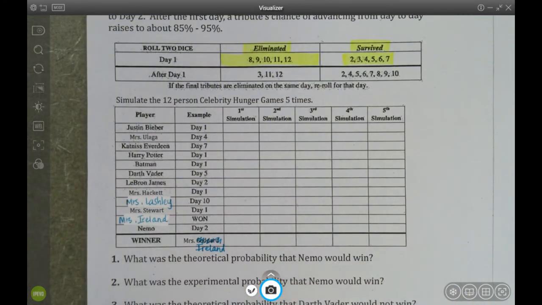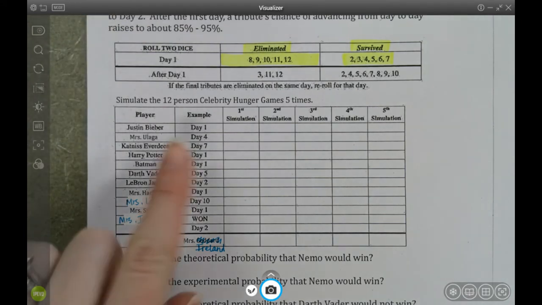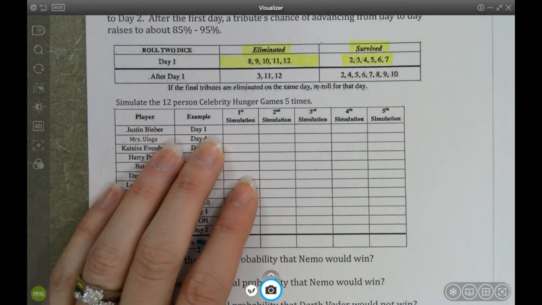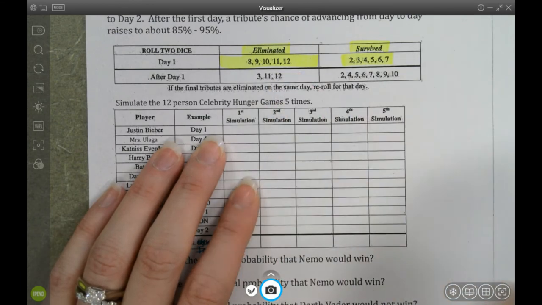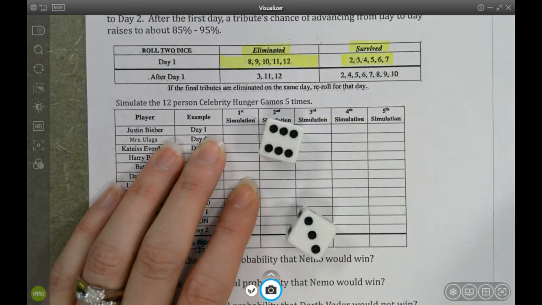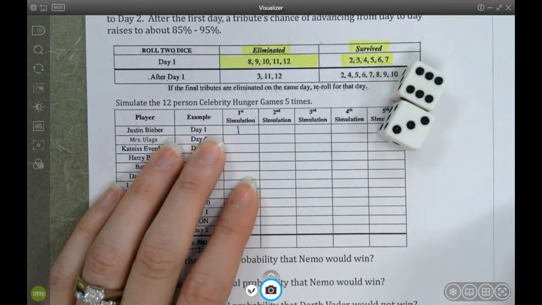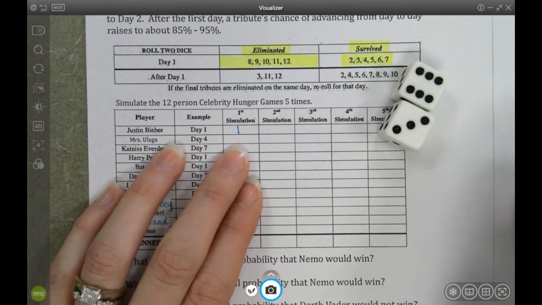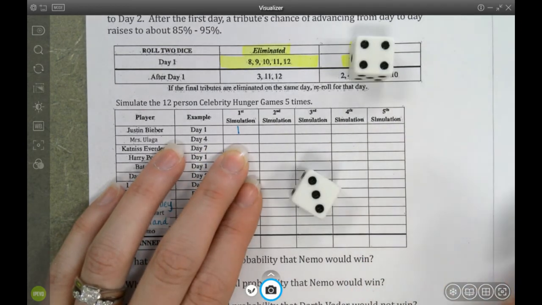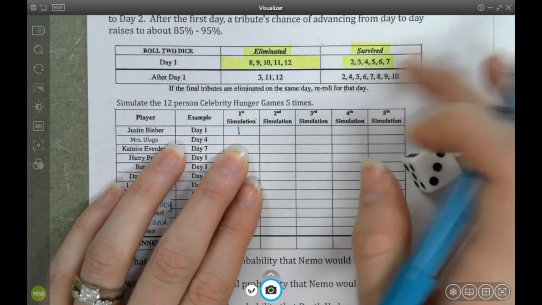Okay, so let's try this together, however many it takes for everyone to die. We're going to start with Justin Bieber. Day 1, in order for him to be eliminated, I have to roll an 8, 9, 10, 11, or 12. I roll a 9. So he only lasted 1 day. Now we're going to go to Miss Ulaga. I roll a 7. So she survives 1 day.